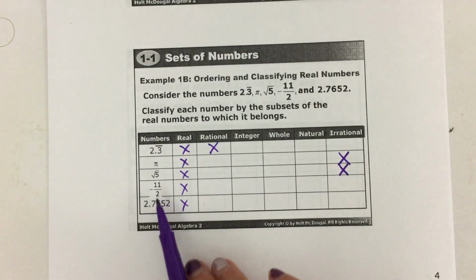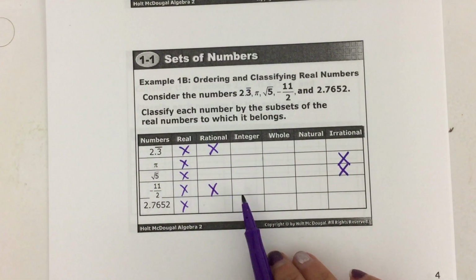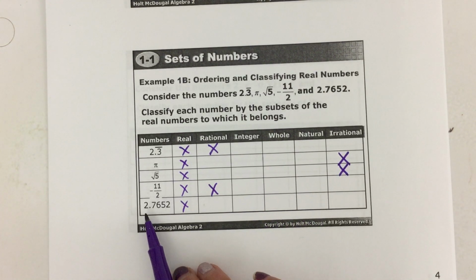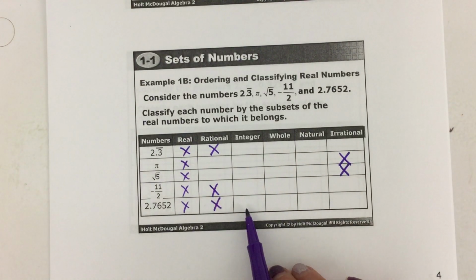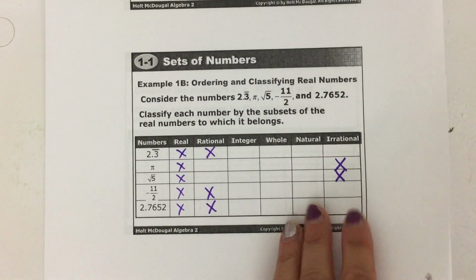-11/2 was -5.5. Well, that's rational because it stops. -5.5, but it's a decimal. There are no decimals in integers, whole numbers, and natural numbers. And last but not least, 2.7652. This number stops. That's the end. So it's rational because it stops, but it's not going to be integer, whole, or natural because it's a decimal. You're not going to hear a football announcer say, and that was a complete pass for 2.7652 yards. I mean, that would be crazy. Nobody would even watch football if you had to hear all that. So it is only real and rational.